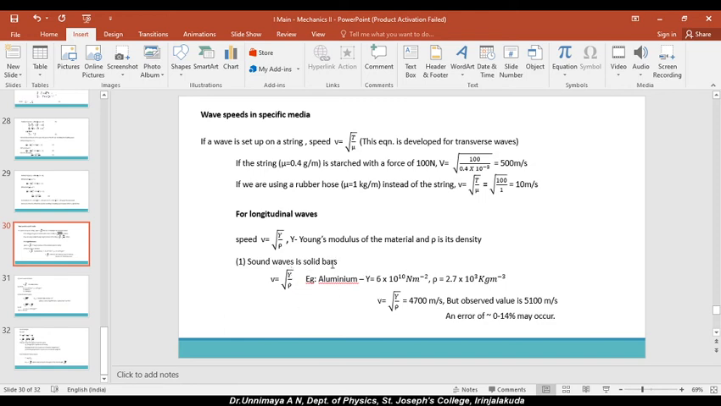We calculated it for aluminium, and we found that the theoretical value is a little bit different from the observed value. That is, approximately 14% error is observed between the experimental and the theoretical value. This is not only observed for aluminium but for other materials like granite, lead, nickel, silver, etc. For all those material bars, we found an error of 14% between the theoretical and observed values.